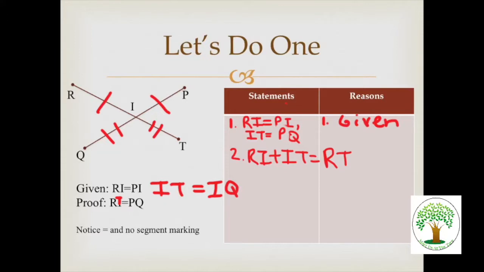We're going to say PI plus IQ. Don't write the reason yet. I'm going to do that in a minute. Equals the whole thing, okay? So right underneath, I'm going to write PI plus, underneath, IQ equals PQ.